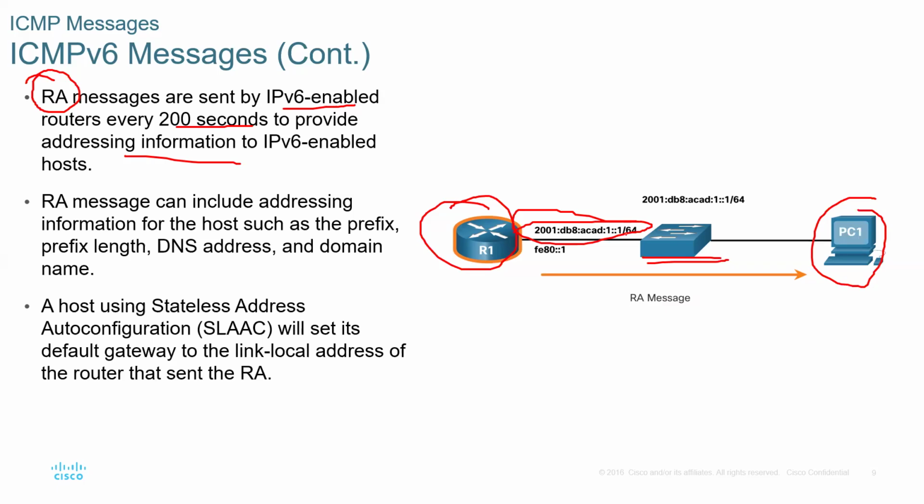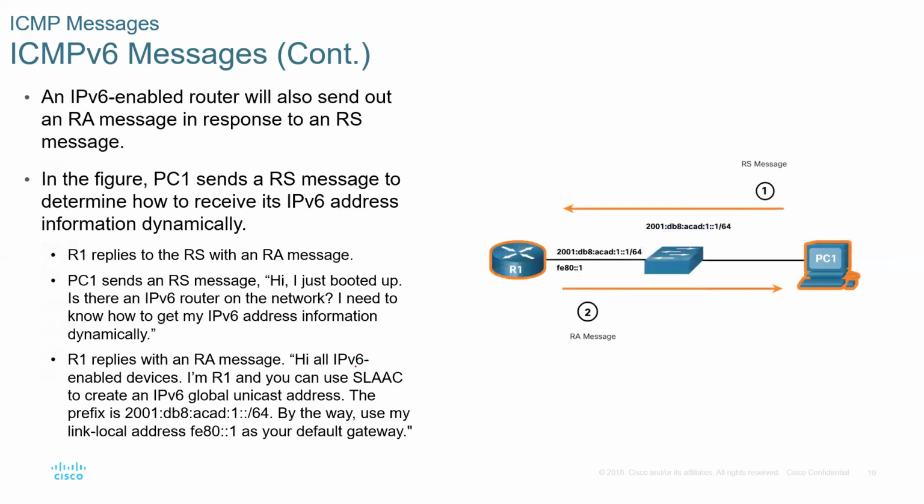So it's going to pick the IP address and add it as a default gateway. So anytime this PC wants to go outside of its local network, it will now use the IP address that has been advertised to it. So the RA message can include address information for the host, such as the prefix, length, the DNS address, and the domain names and things like that. A host using stateless address autoconfiguration will set its default gateway to the link-local address of the router that sent the router advertisement.